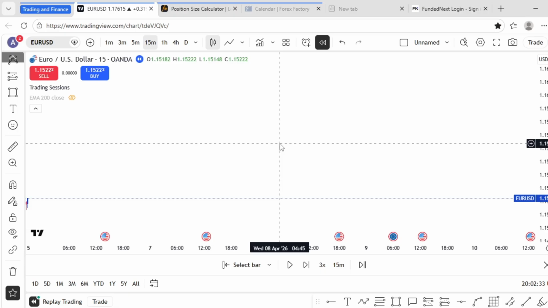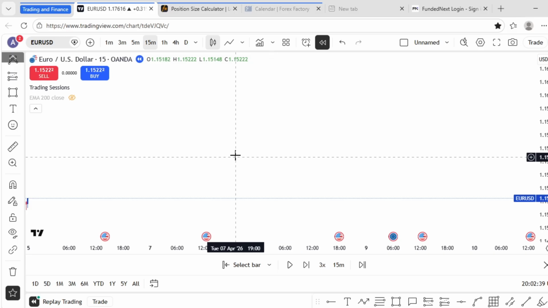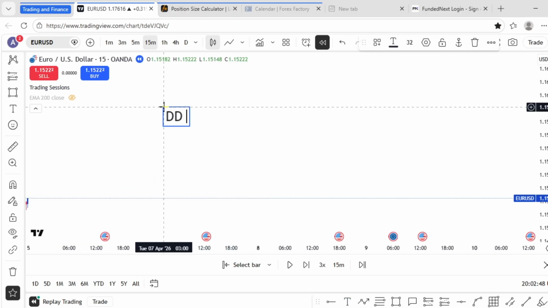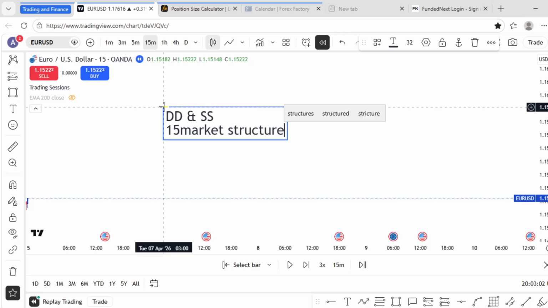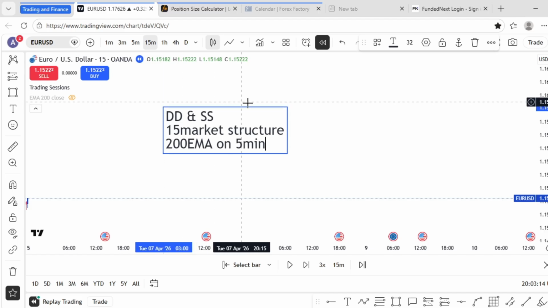Today I want us to look at this simple strategy, and let's try it out and see how it goes. The strategy is made up of just three things. The first thing we are going to look at is demand and supply. We'll look at 15-minute market structure, and then the 200 exponential moving average on 5 minutes. These are the three things we are going to look at.